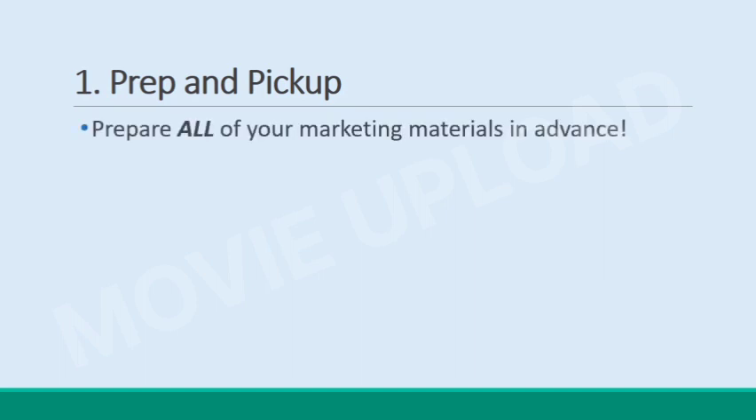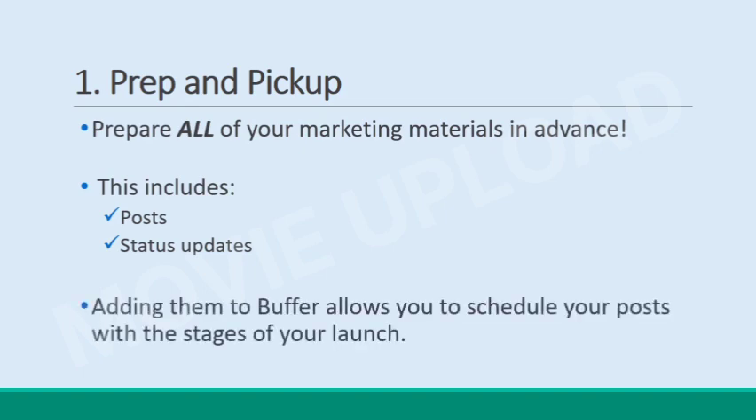Prep and Pickup. One tip is to use the strategy called Prep and Pickup. That is to say that you should prepare all of your marketing materials in advance of going live with your product. You can do this on social media by writing all your posts and status updates and then adding them to Buffer. This will let you schedule your posts to coincide with the stages of your launch, even letting you update your audience with a live countdown.